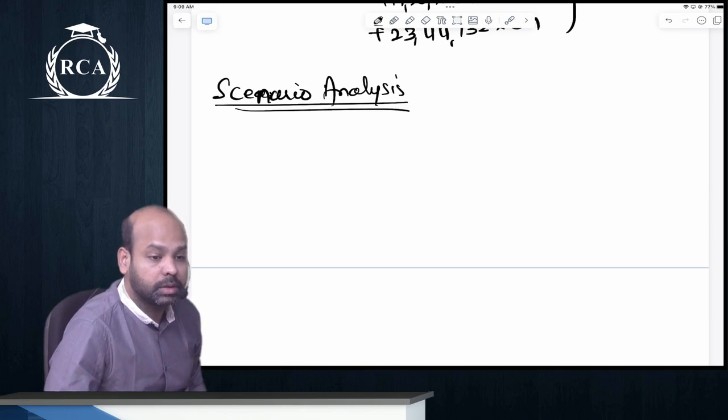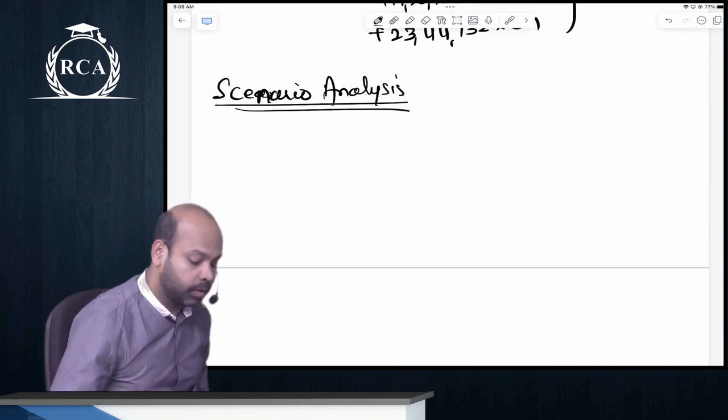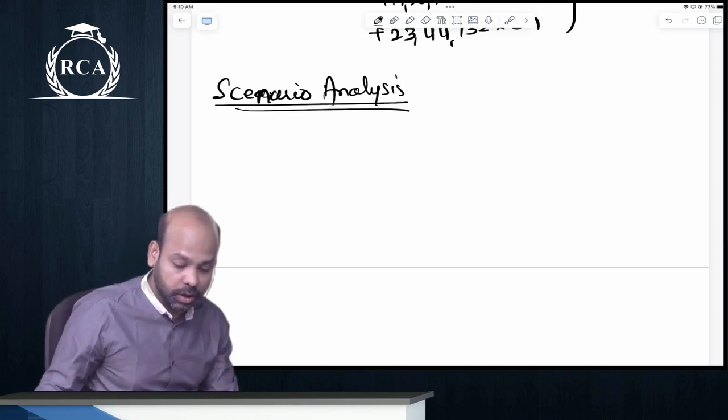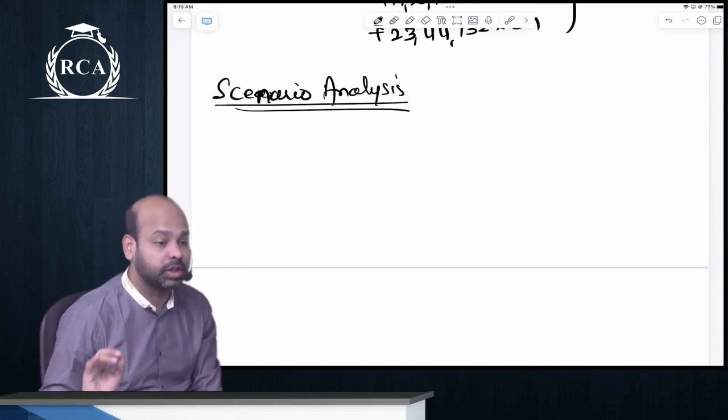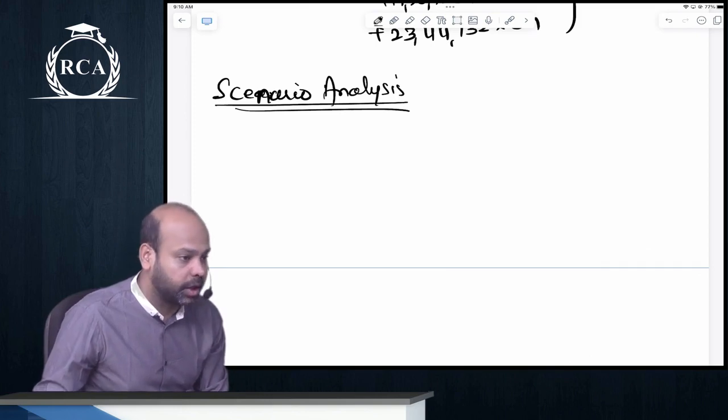Okay, understood? Question number 23, guys, is homework. I'll continue tomorrow. There is nothing in it, he has already defined the best case, worst case and most likely. You just have to compute NPVs under each of them. Alright?